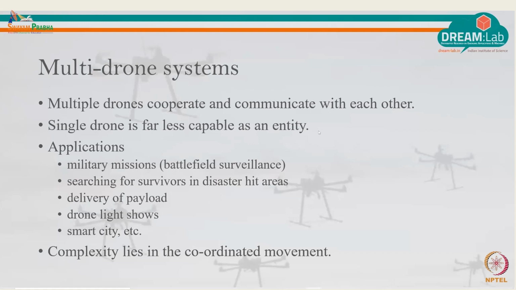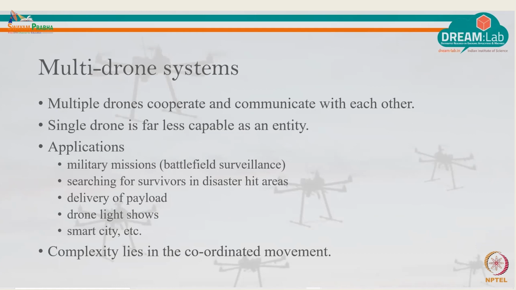So now we'll go through the multi-drone systems. A multi-drone system consists of multiple drones, and they can cooperate and communicate with each other in order to accomplish certain tasks. As of now, a single drone is very less capable as an entity. Only if we have multiple drones and it scales up can we achieve practical tasks. So the impact of the problem increases only when we scale the number of drones.